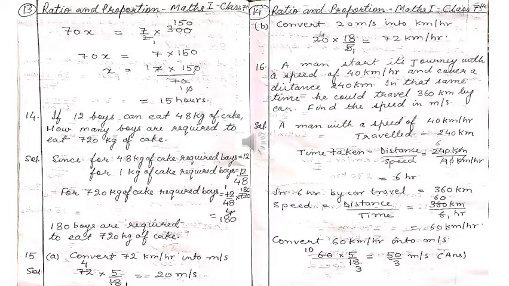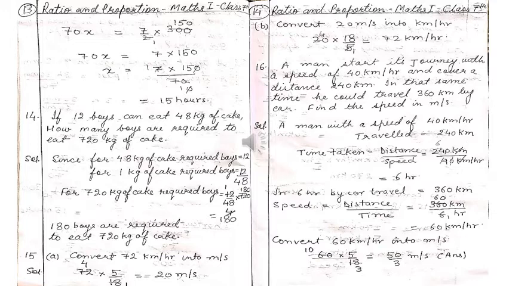70x is equal to 7 upon 2 into 300. Now x is equal to 7 into 150 upon 70, that is 15 hours, which will be the answer. And it is the same as what we have done in a different form. That is the shortcut here.